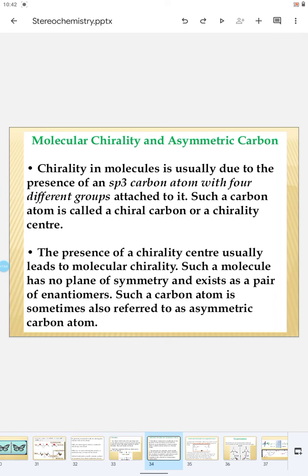Molecular chirality and asymmetric carbon. Chirality in molecules is usually due to the presence of an sp3 carbon atom with four different atoms attached to it. Such a carbon atom is called a chiral carbon or a chirality center. The presence of a chirality center usually leads to molecular chirality. Such a molecule has no plane of symmetry and exists as a pair of enantiomers. Such a carbon atom is sometimes also referred to as an asymmetric carbon atom.